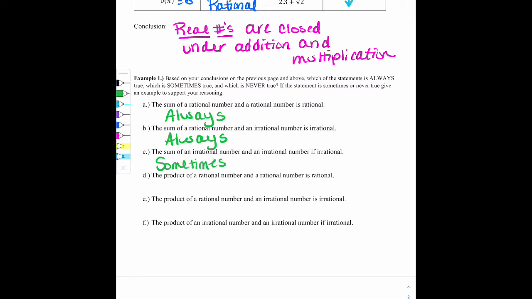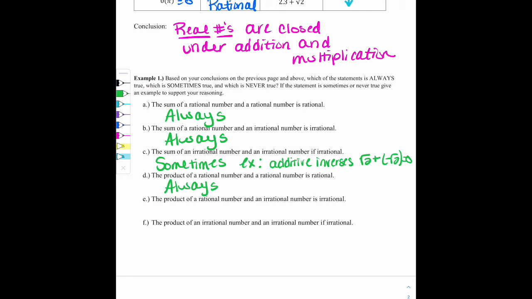And if we want to have an example of that, we have the example of what we call additive inverses. So for example, if I take the square root of 2 and I add to it the negative square root of 2, I'm going to get 0, and 0 is actually a rational number, an answer. The product of a rational number and a rational number is a rational number. This is always, which we saw in our table.